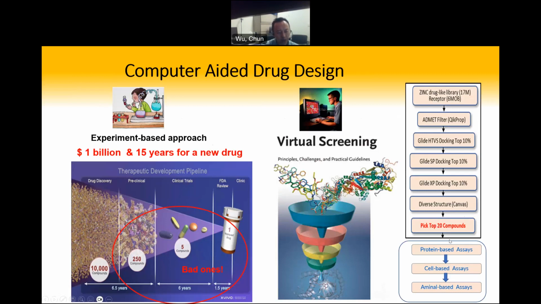We will further do molecular dynamics simulation and post-simulation analysis and identify the top compounds. Okay, the top compounds we'll pass to the wet lab for testing protein-based activity, cell-based activity, and then animal-based activity.